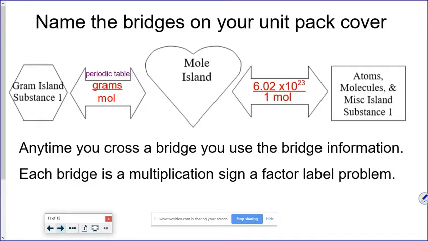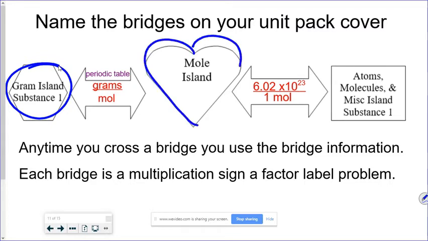A couple things about this mole map. It's on your cover. It's on your sheet here, but on your cover, we've got the bridges labeled. So we've got Gram Island. Anytime we start with grams, that's where we're going to start. Anytime we start with moles, this is where we're going to start. Anytime we start with atoms and molecules, this is where we're going to start. We'll talk about that miscellaneous as time goes on.